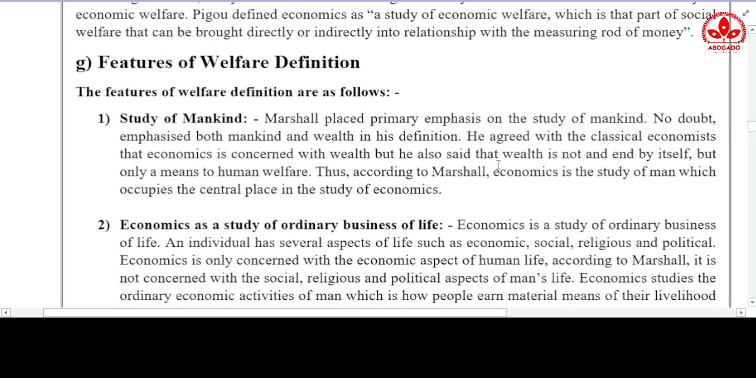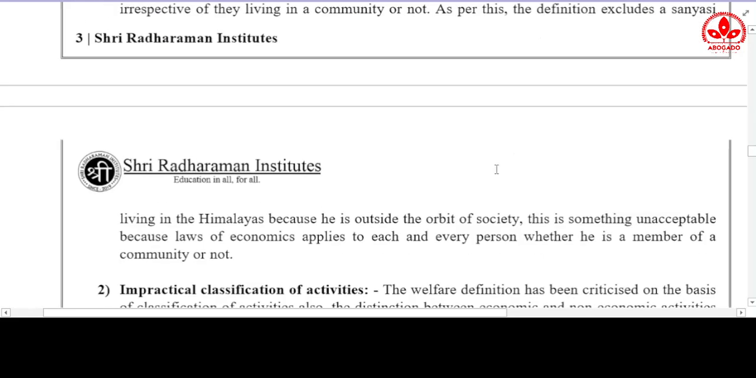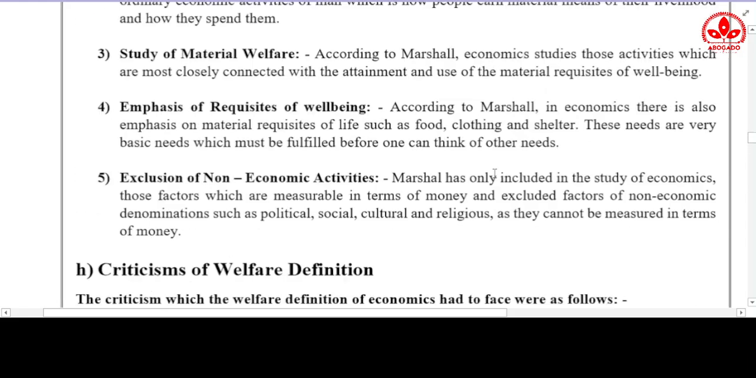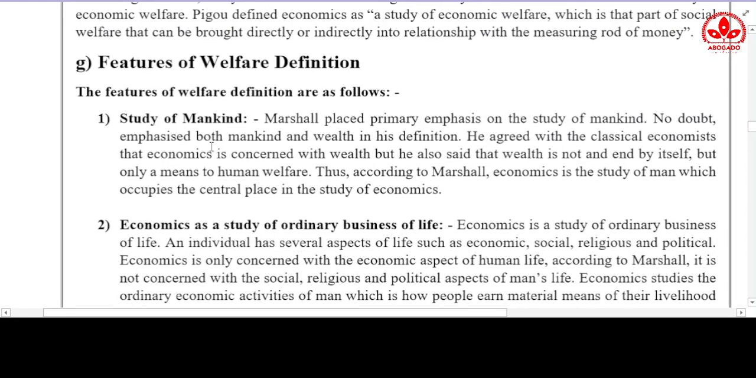Now this definition also has some features and some criticisms. Okay, so study of mankind. The first feature of the welfare definition was study of mankind. Marshall placed primary emphasis on the study of mankind. No doubt he emphasizes both mankind and wealth in his definition. He agreed with the classical economists that economics is concerned with wealth, but he also said that wealth is not an end by itself, but only a means to human welfare. Thus, according to Marshall, economics is a study of man, which occupies the central place in the study of economics.